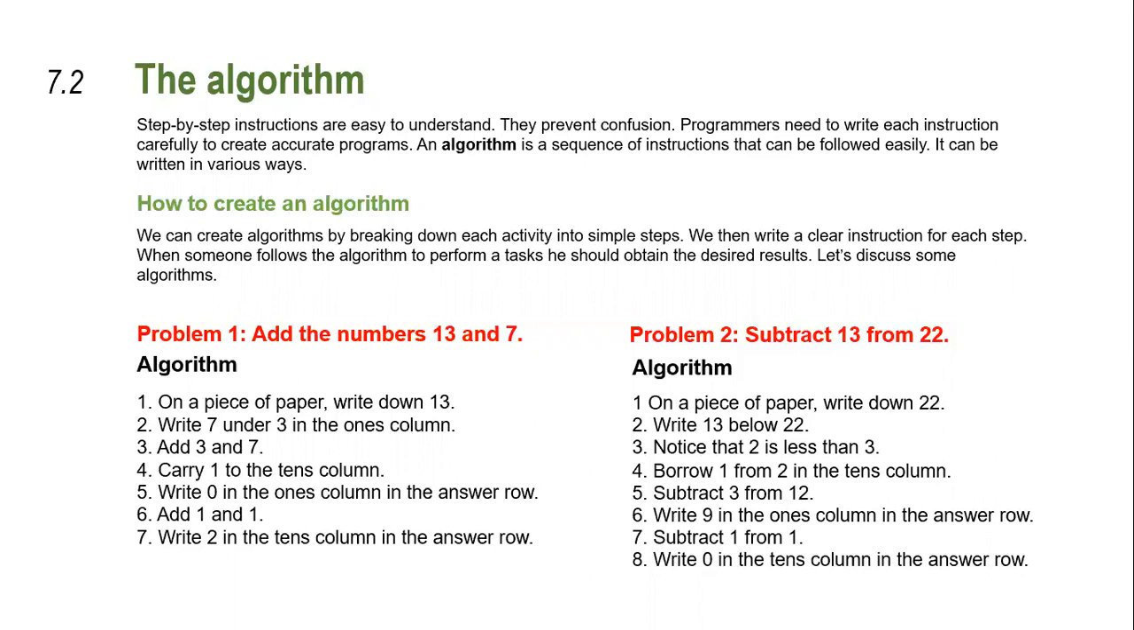Let's discuss some algorithms. The problem, as given in your books, is the simple addition of two numbers. The first number is 13 and the second number is 7. When writing the algorithm for adding two numbers, first write down 13 on a piece of paper. Write 7 under 3 in the ones column. Add 3 and 7, carry 1 to the tens column, write 0 in the ones column in the answer row, add 1 and 1, and write 2 in the tens column in the answer row.